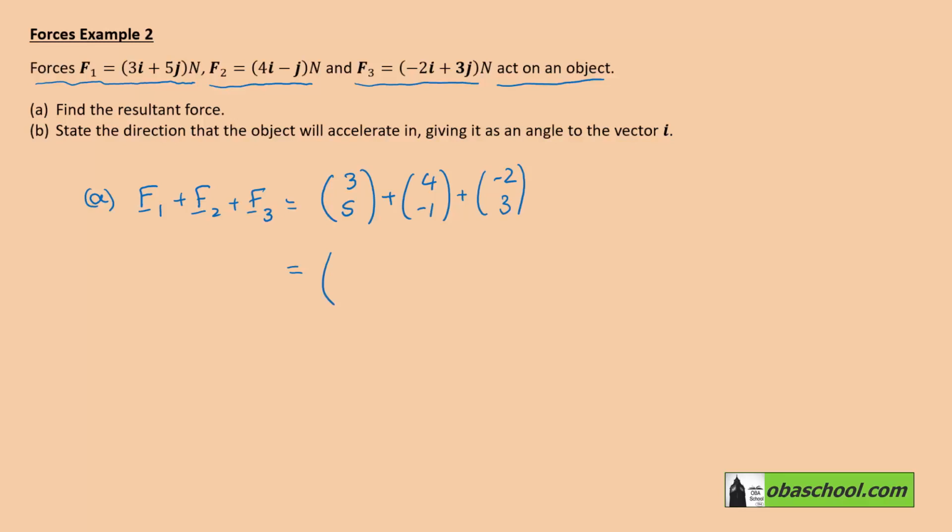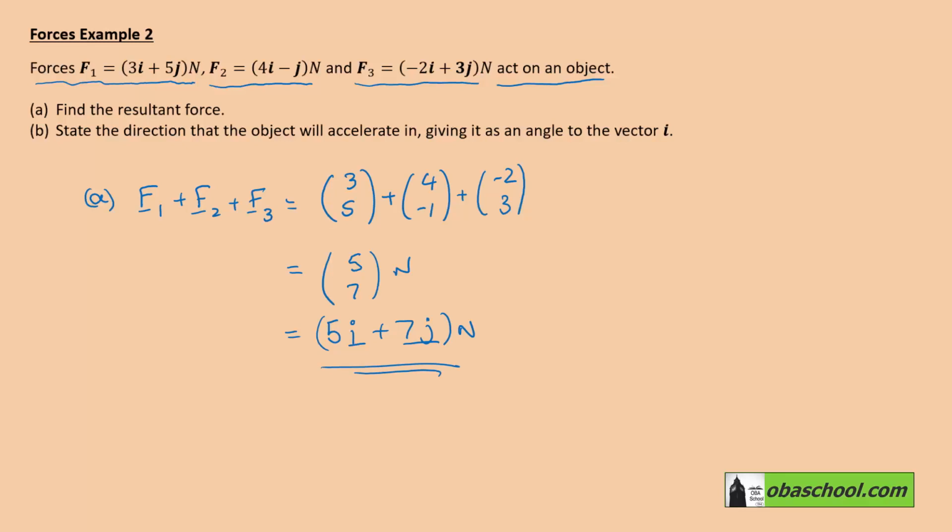So with the i components, I've got 3 plus 4, which is 7, take away 2, which is 5. And then with the j components, 5 add 3 is 8, take away 1 is 7. And we could put that back in ij form as 5i plus 7j newtons.